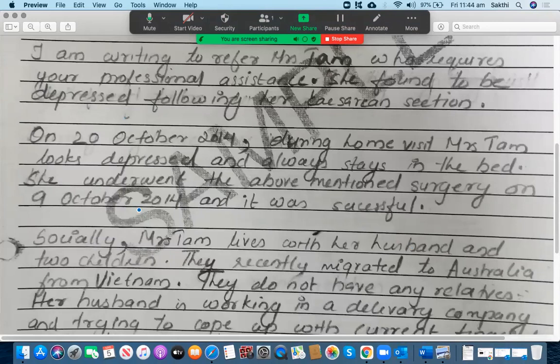And then the next one is Mrs. Tam looks depressed and always stays in the bed. That's okay. She underwent the above mentioned surgery on 9 October 2014 and it was successful. Okay, it was on 9 October, so 11 days ago. So you could have written 11 days ago, but it's okay. If you can't make it, it's okay.